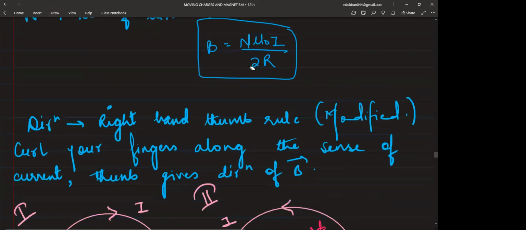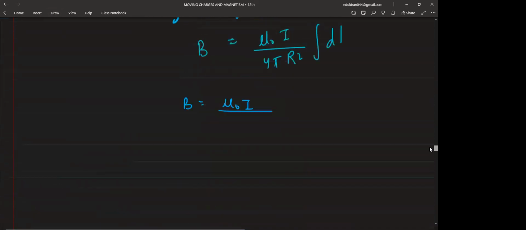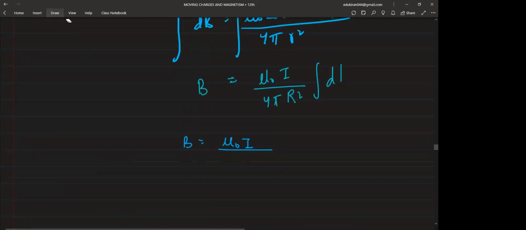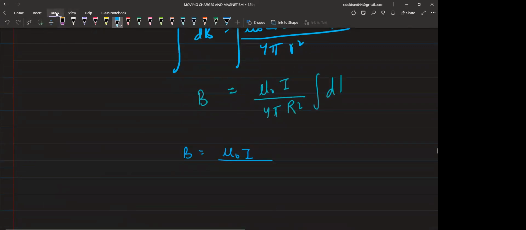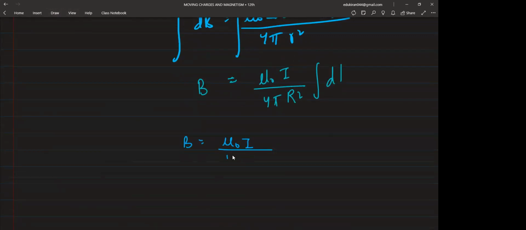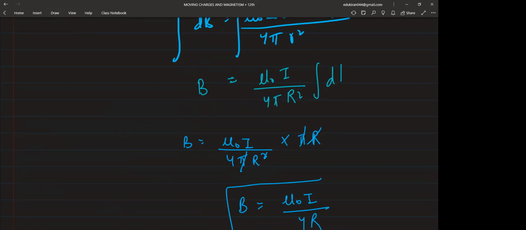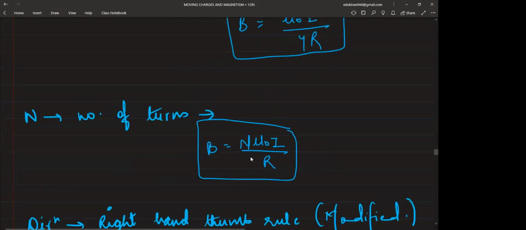radius of the circle... the circumference of the semicircle is not 2 pi r, right? It is pi r, half of the circle. If the circle is 2 pi r, then the circumference of the semicircle will be just pi r. That is the difference which will come. So 1/4 will be there. So B is equal to mu naught I by 4R. This is the formula which you have to remember. And that is the slight difference which is there.